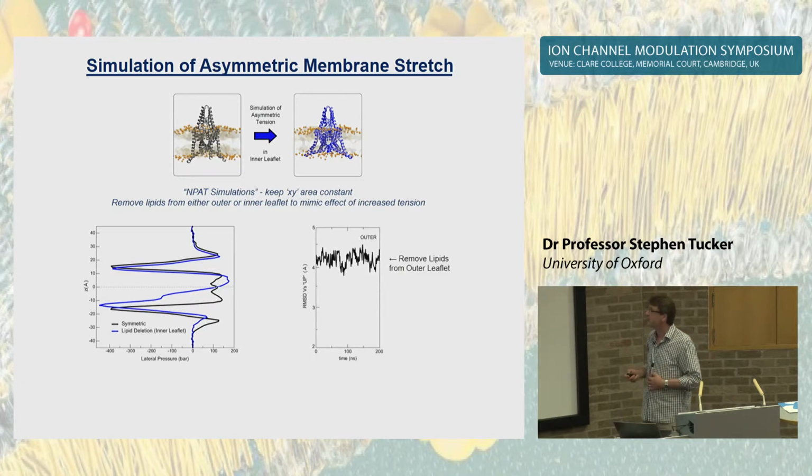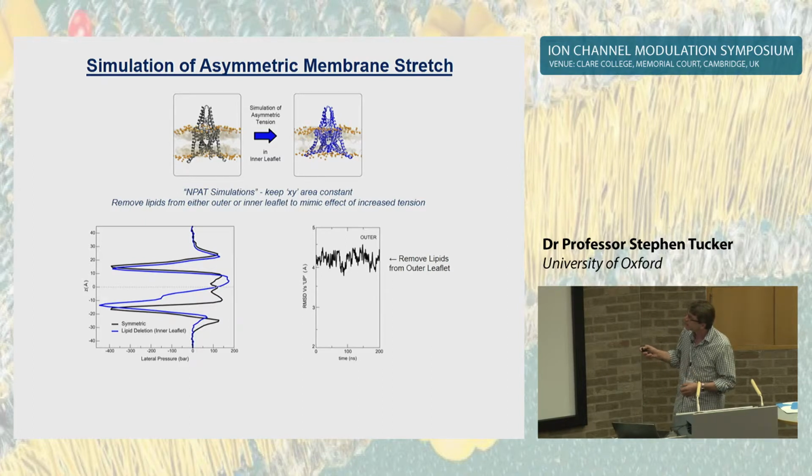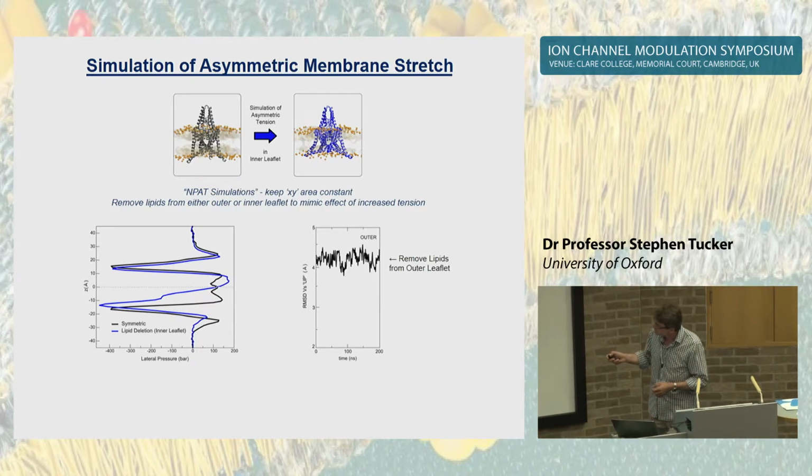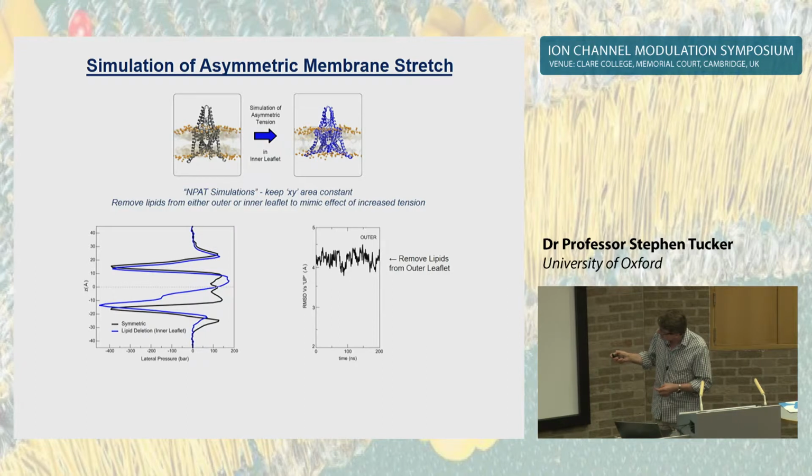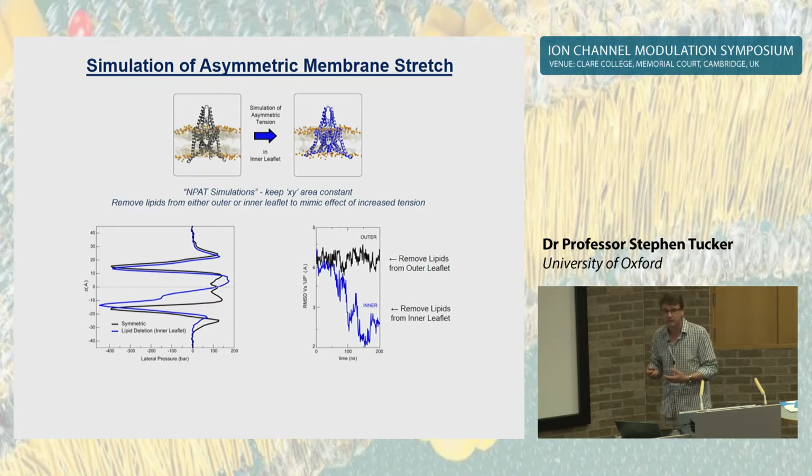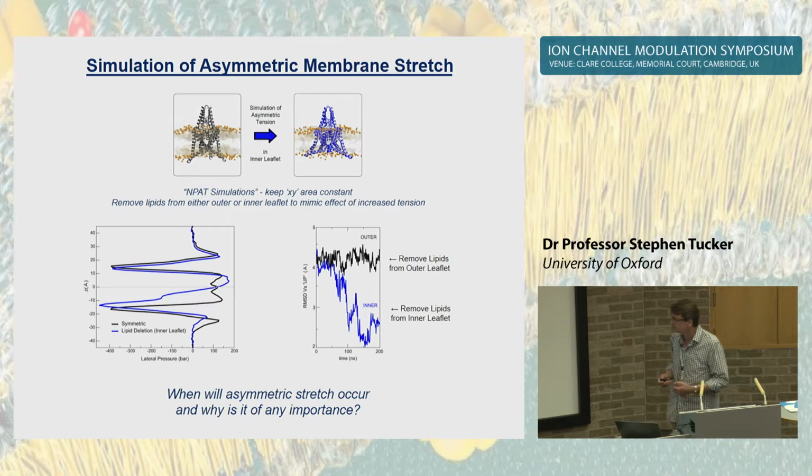Well, if we remove lipids from just the outer leaflet, then the structure, so this is comparing the transmembrane helices, there's no real change during our simulation. But if we remove them from the inner leaflet, then the structure quickly begins to move towards the up state. So it seems that the channel can respond to an asymmetric change in the pressure profile, or asymmetric membrane tension.